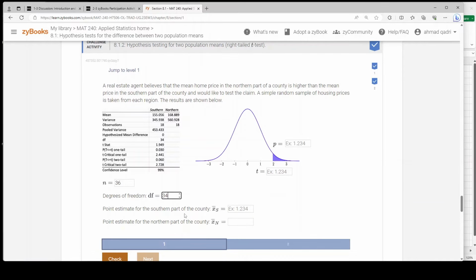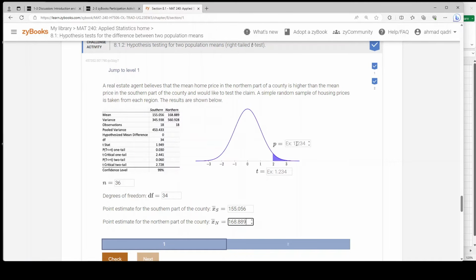Point estimate for the southern part of the country, we have x bar for s. So x bar, small x bar, remember, represents the sample mean. So the sample mean for the southern part of the country is 155.056, and the point estimate for the northern part is 168.889, right?